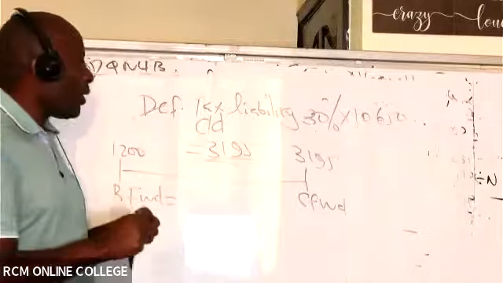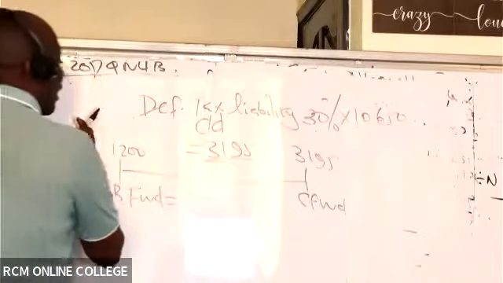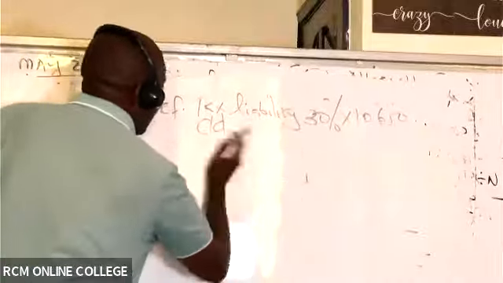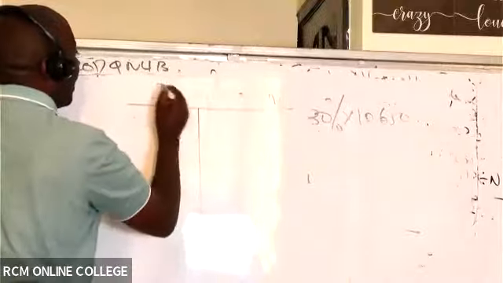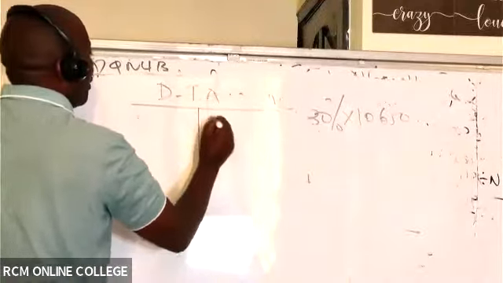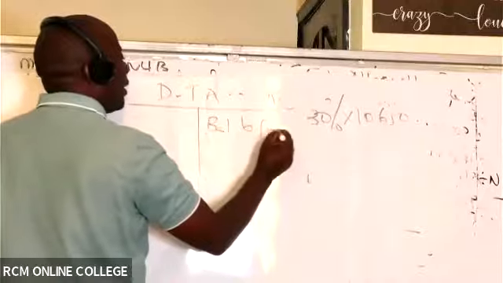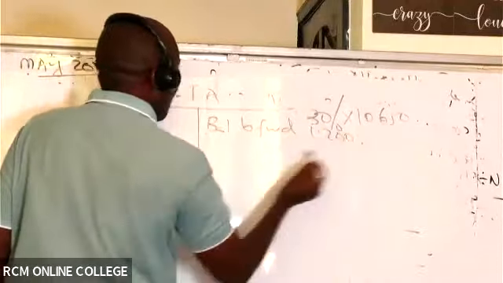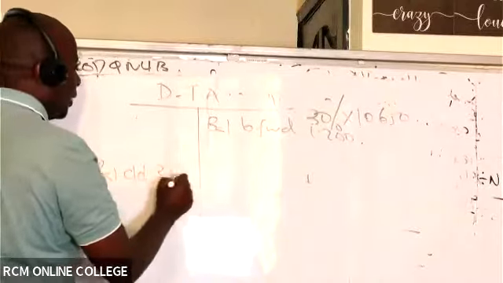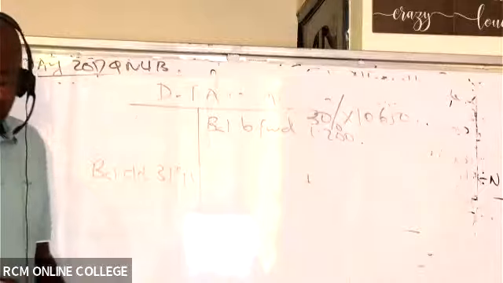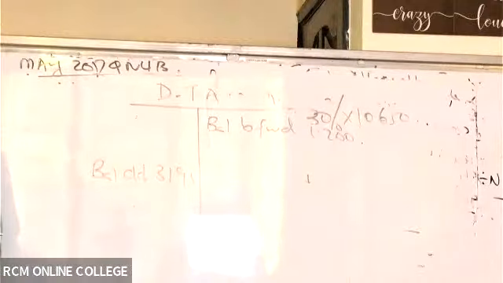So let's do the deferred tax account. In this case here, balance brought forward of 1,200. Balance carried down of 31. Was it 3,195? I can't remember very well. What do we have as balance carried down? Is it 31? 31 something.